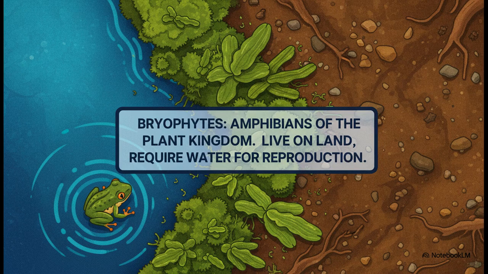Next are the bryophytes, which includes things like mosses. Now, these are the pioneers, the first plants to really make a go of it on land. They have this great nickname, the amphibians of the plant kingdom. And it's perfect, because just like a frog, they can live on land, but when it's time to reproduce, they have to get back to water.